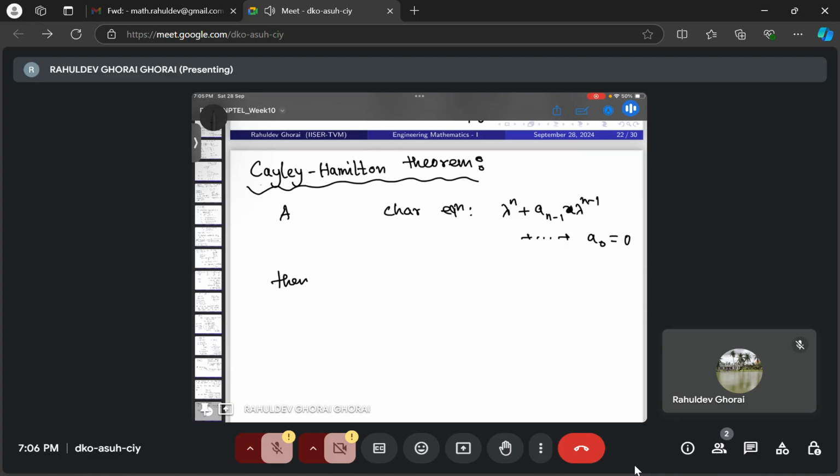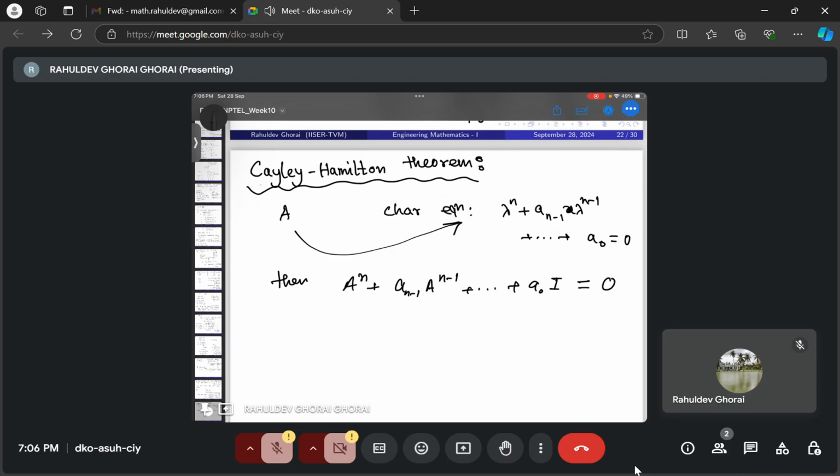If this is the characteristic equation, then according to the Cayley-Hamilton theorem, A will satisfy the characteristic equation: A to the power n plus a_{n-1} A to the power n minus 1 plus up to plus a naught times the identity matrix is equal to the zero matrix. These are constant coefficients. This is what the Cayley-Hamilton theorem says. We will see while using this.